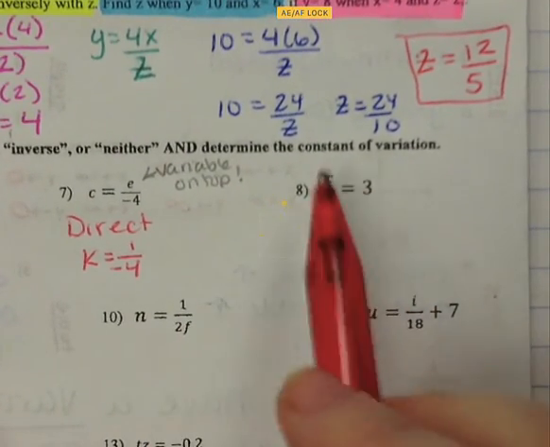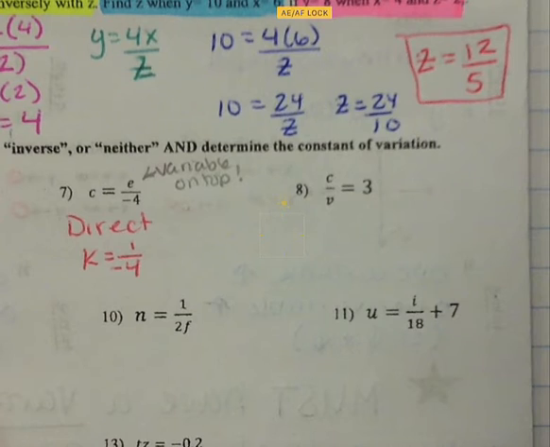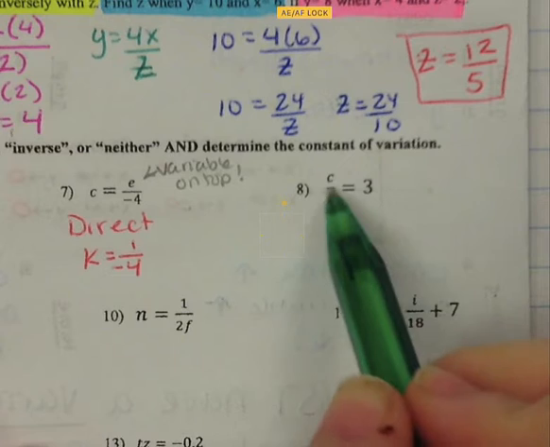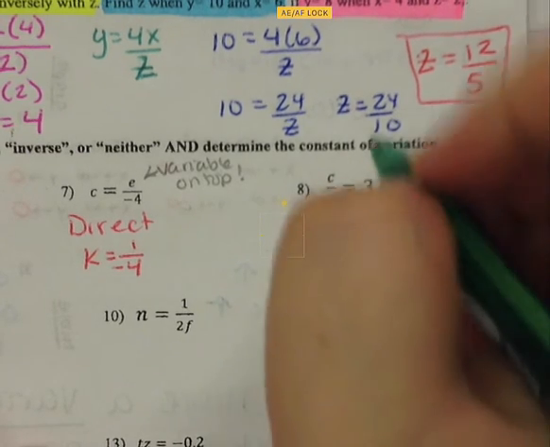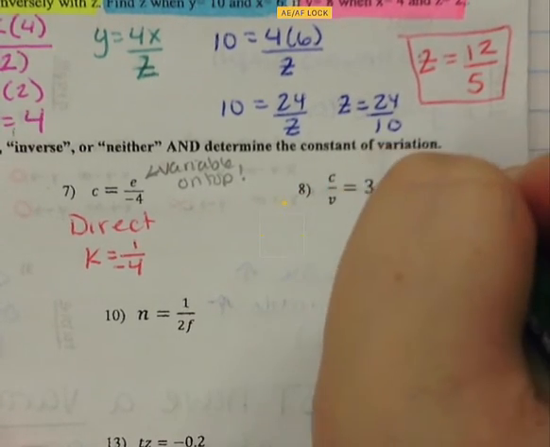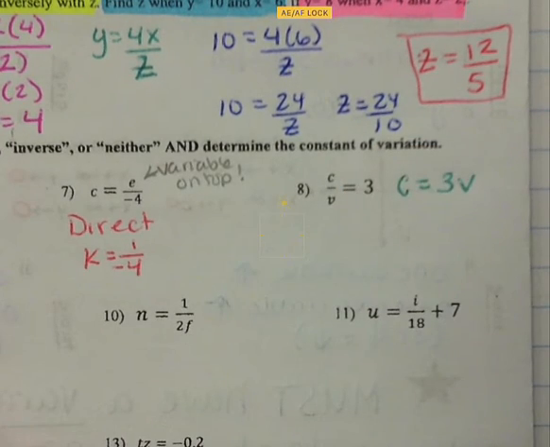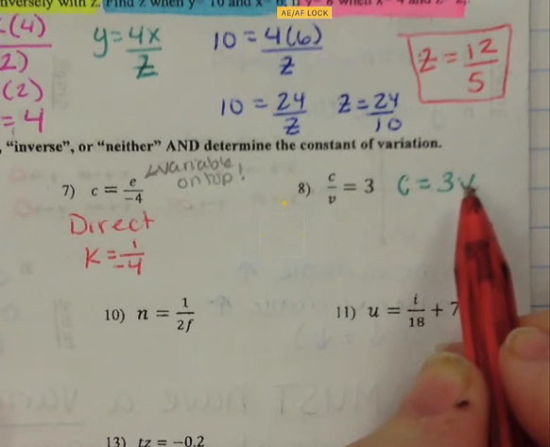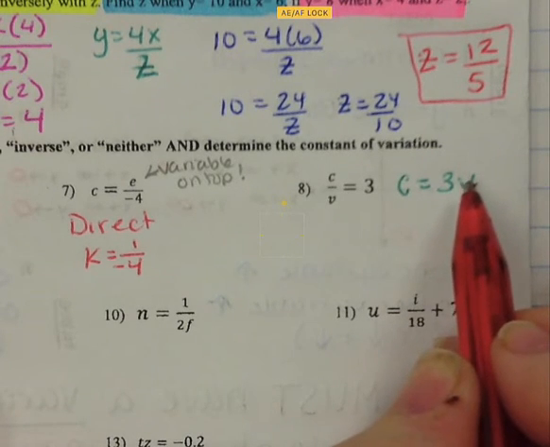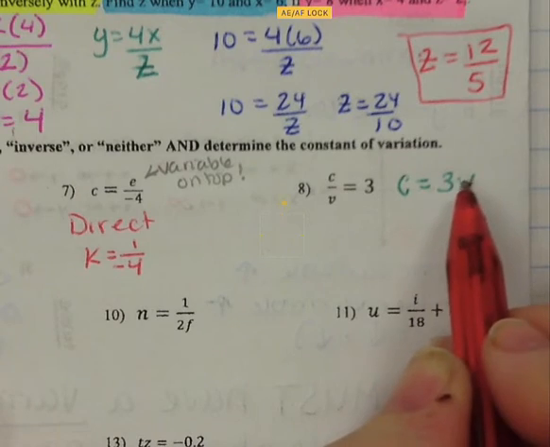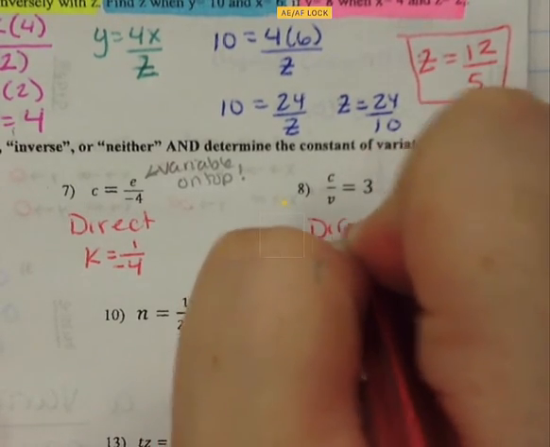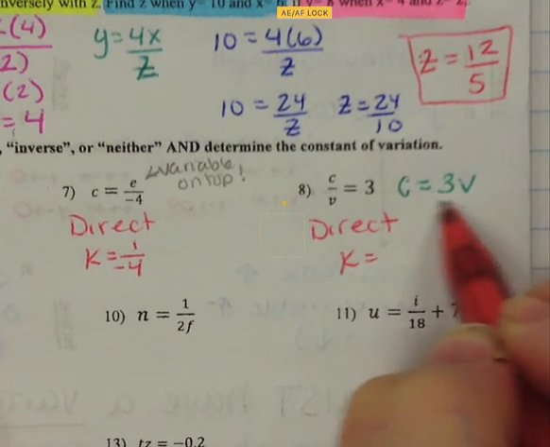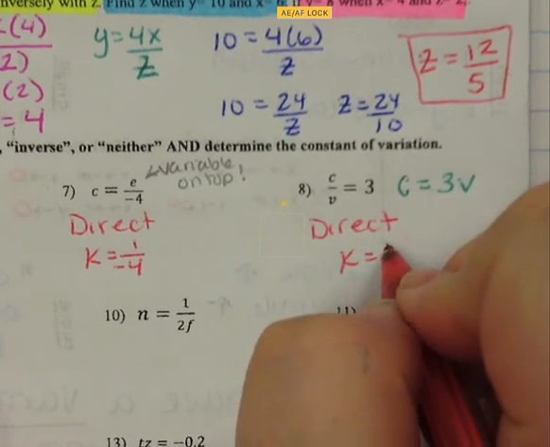Number 8, we do not have one variable completely alone, so we need to fix that. In order to fix that, we can get rid of the denominator here by multiplying by v. So we would actually have c equals 3 times v. Now c is completely alone, and v, the second variable, is also on top. Because it is multiplied to the 3, this is a direct variation. And k equals 3, is on top, nothing, and 1 is on the bottom, so it's just k equals 3.